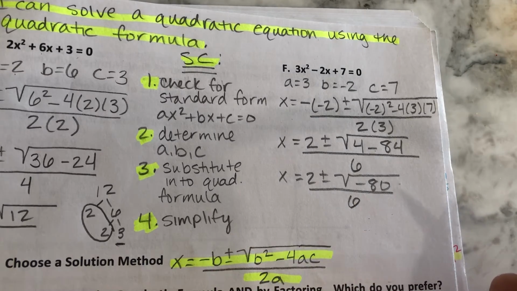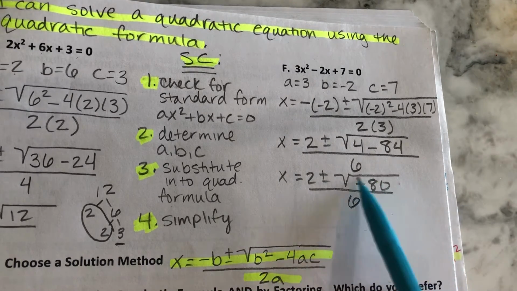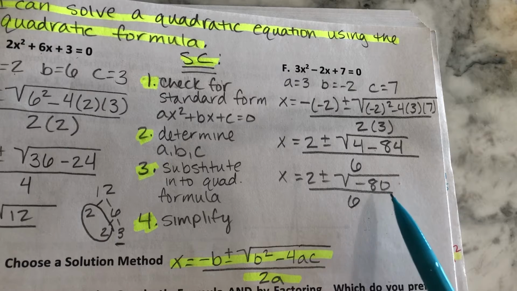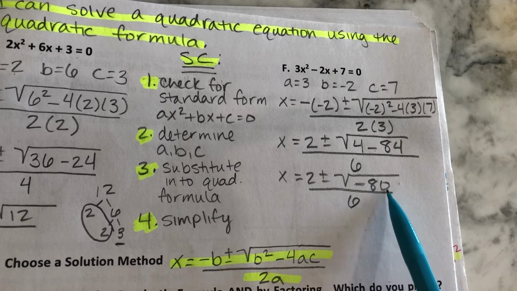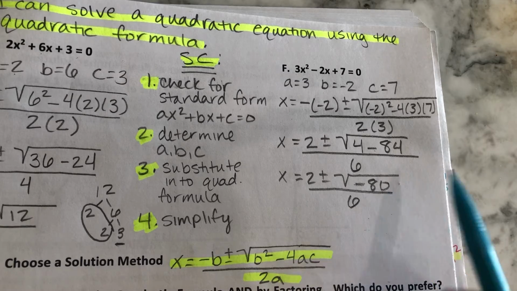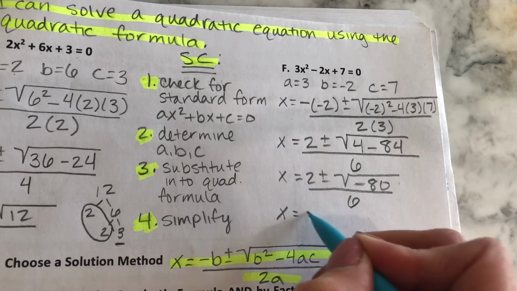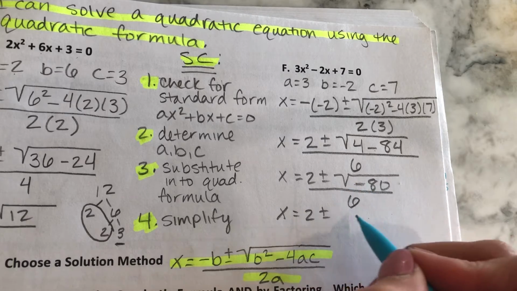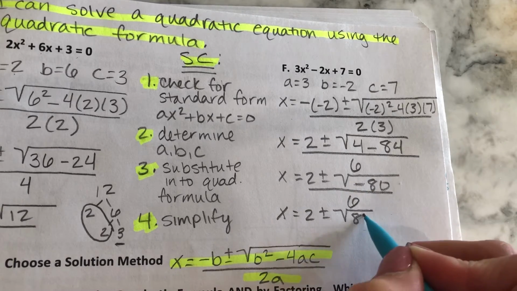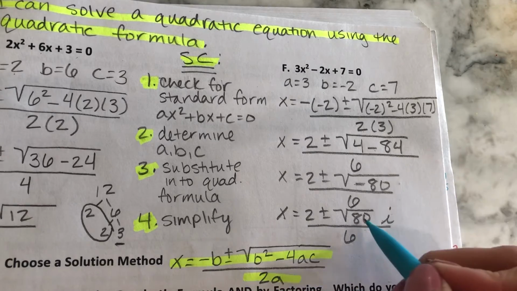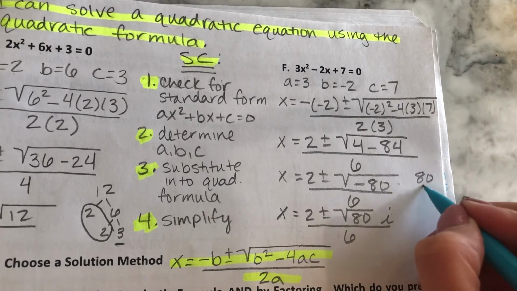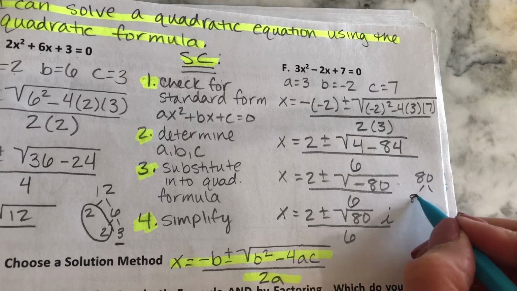All right, now at this step, we're ready to see if this square root can be simplified. And then I notice that it's a negative square root. So first I need to change this to an imaginary number. So the square root of negative 80 becomes the square root of 80i. Now I can pull my 80 to the side and make my factor tree.